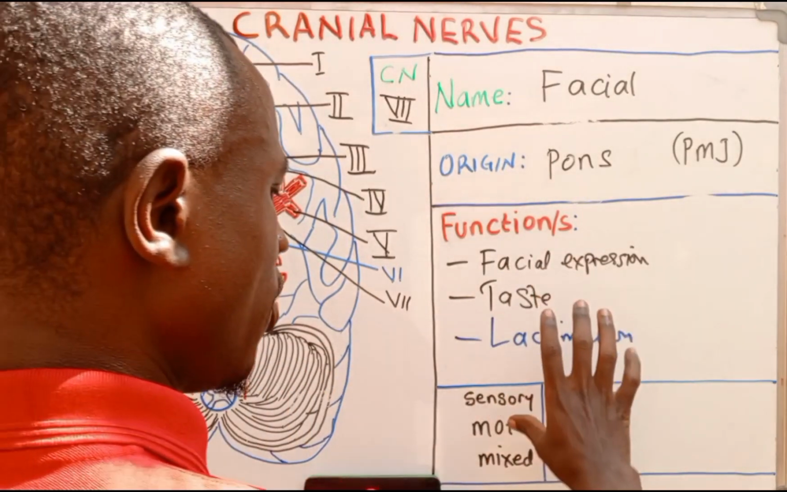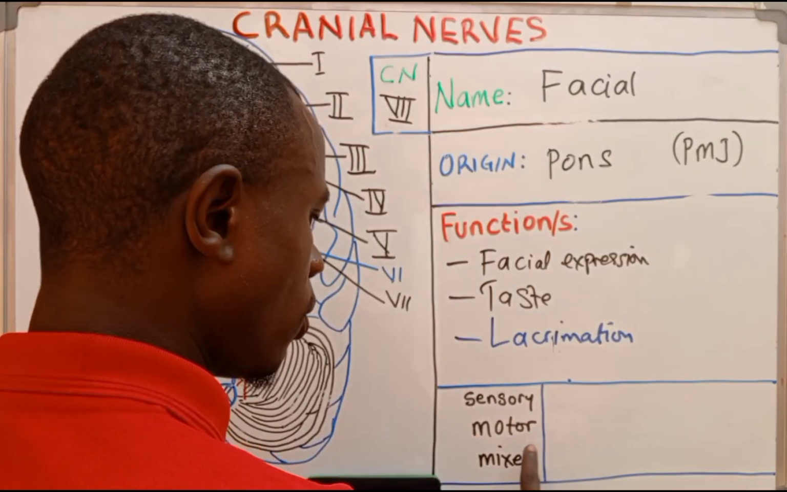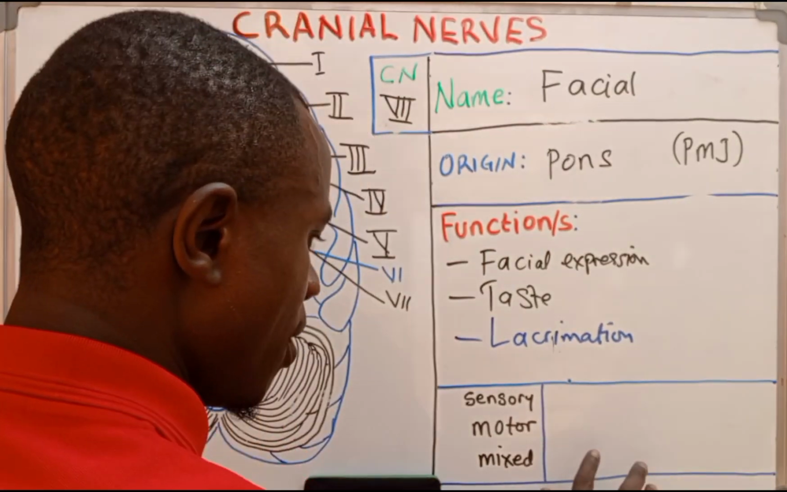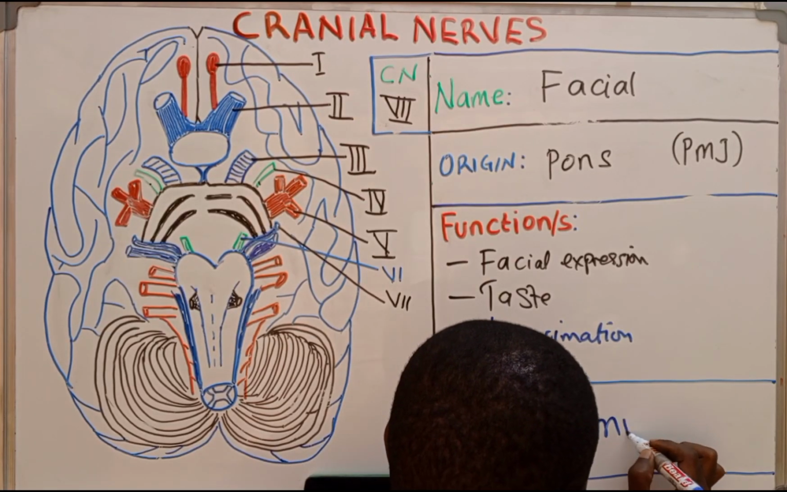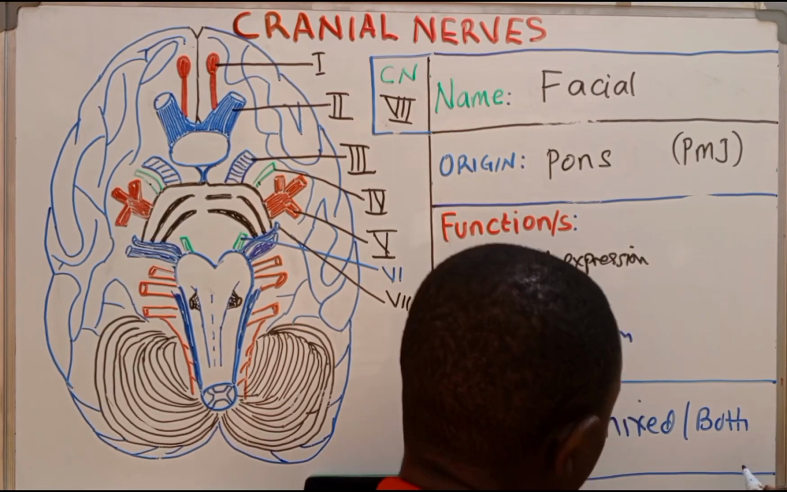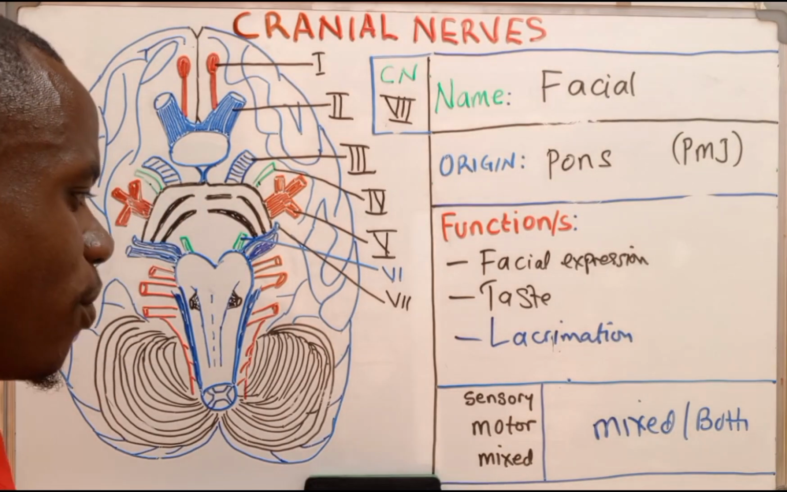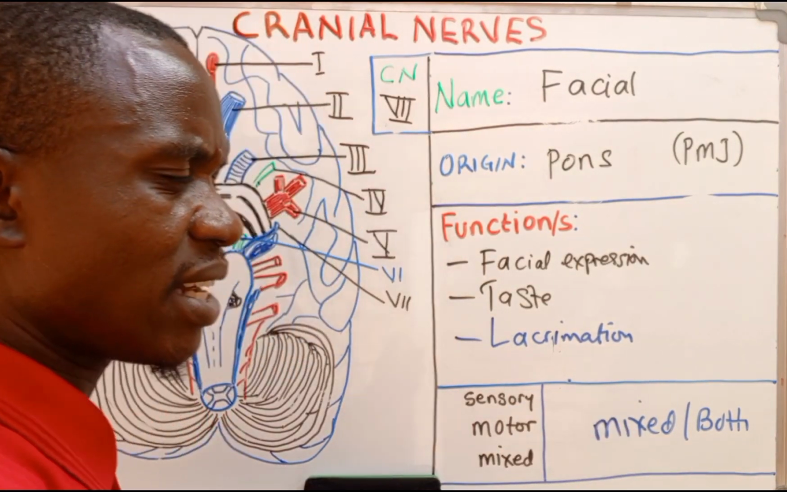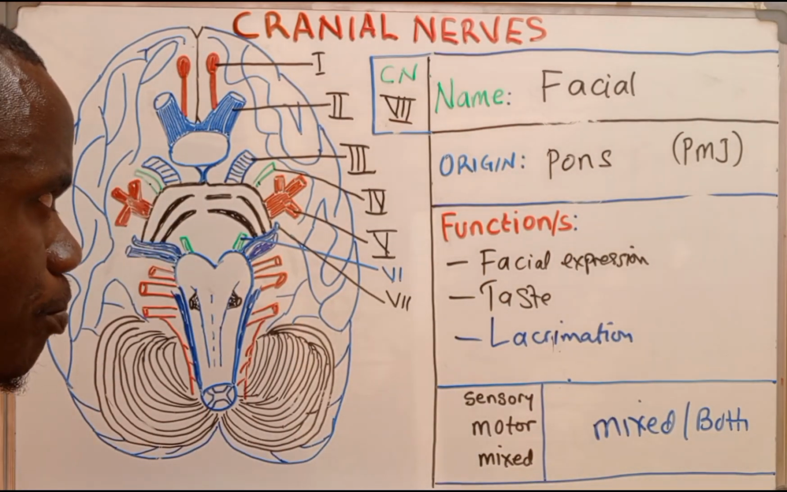So now, what do you think is going to be this cranial nerve number 7? Is it going to be a sensory, is it going to be a motor, or is it going to be a mixed? This cranial nerve is going to be a mixed cranial nerve. Okay, you may even call it both, meaning that it's going to be having both sensory and motor pathways, which are both afferent and efferent fibers. Okay, that's cranial nerve number 7.